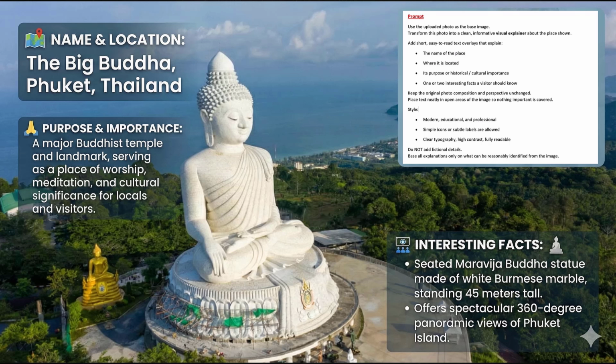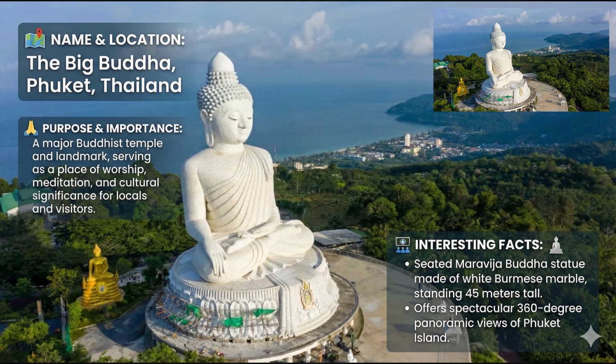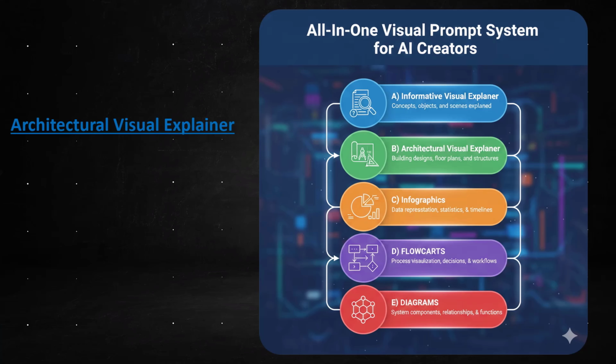The photo stays exactly the same. The system simply adds clean, modern labels in the right places. Think of it like a mix between a travel guide and a museum placard, but always grounded in what's actually visible, never guessing. Alright, with that foundation in place, let's move into the next category, where the visuals shift into a more architectural, sketch-like style.